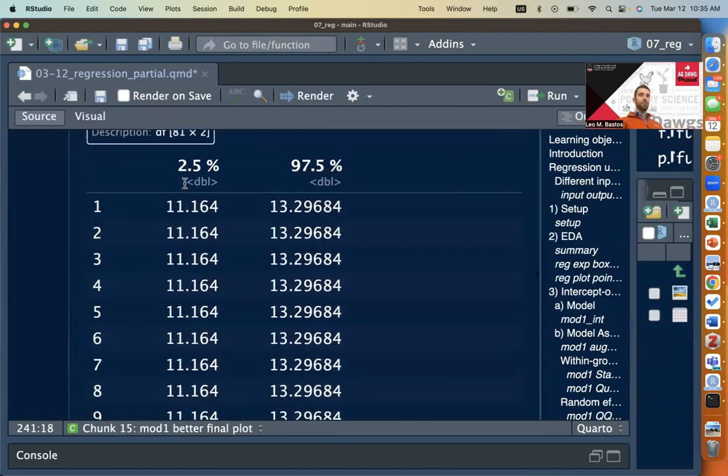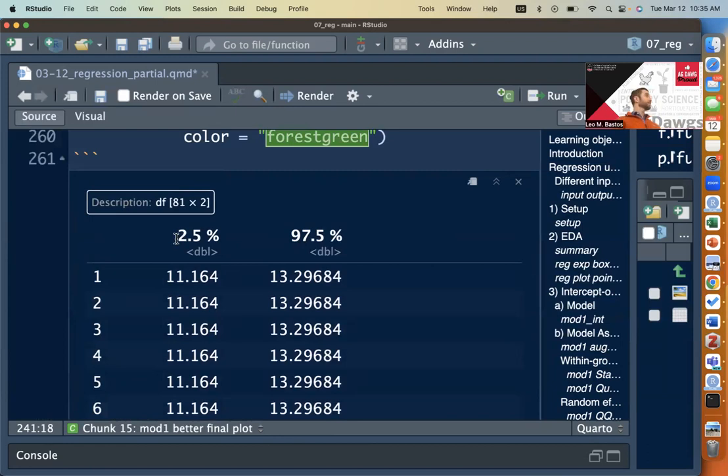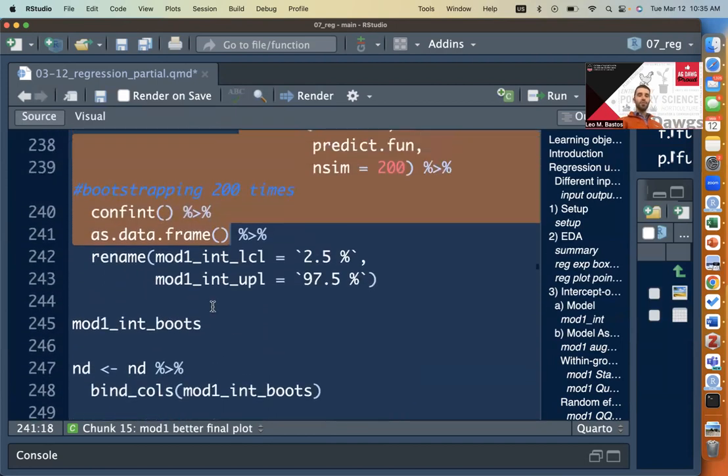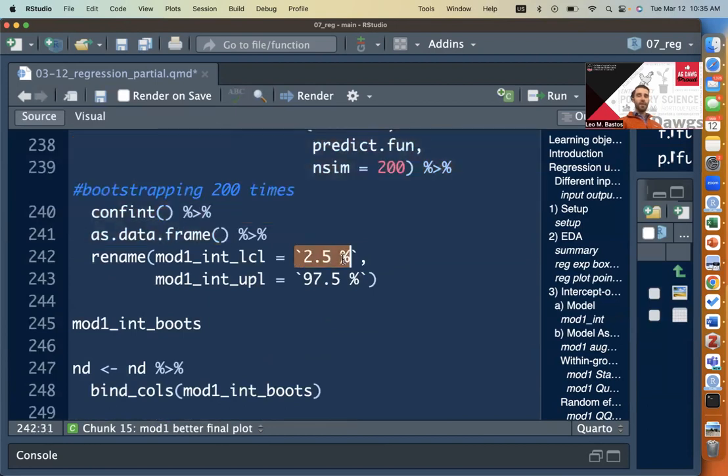So this just transforms that to a data frame. Now we can plot this because it is a data frame. But before we do that, I just want to rename these two columns here, because these are very difficult column names to call into ggplot or really in any function in R. So I'm just renaming those 2.5% and 97.5% to mod1 intercept low confidence level, mod1 intercept upper.